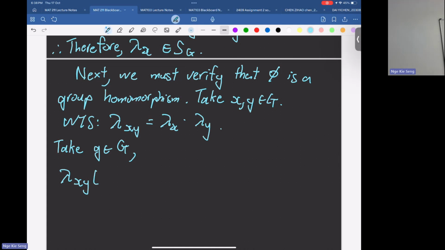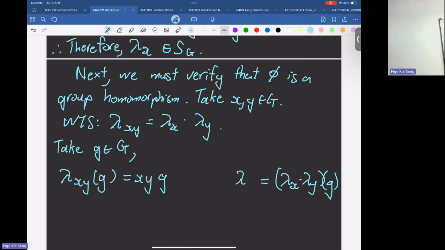Compute lambda xy applied to g. By definition, that is xy times g. What's my goal? Lambda x composed with lambda y applied to g. What does it mean for a composite function to apply on g? You apply lambda y first on g, and then you apply lambda x. So you apply yg first, and then you apply x. But on the other side, you have xy times g. On one side you have x times yg. Why are they equal?